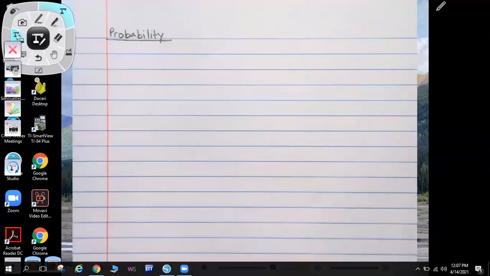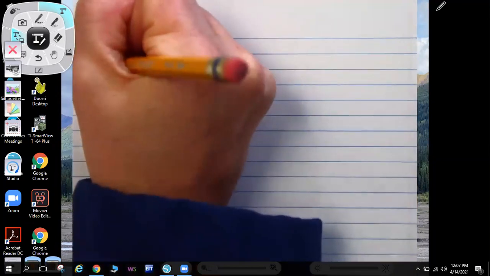Starting a unit on probability. We're going to start with some definitions.